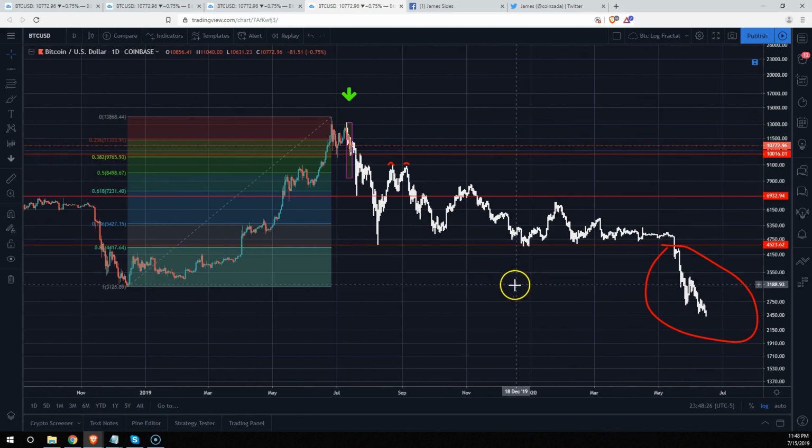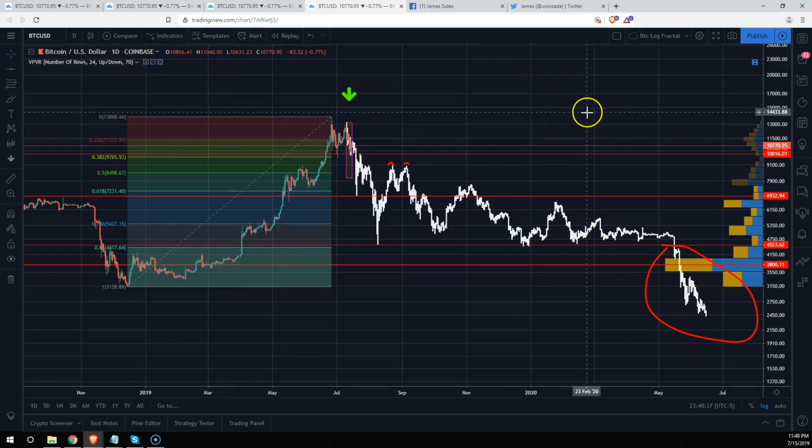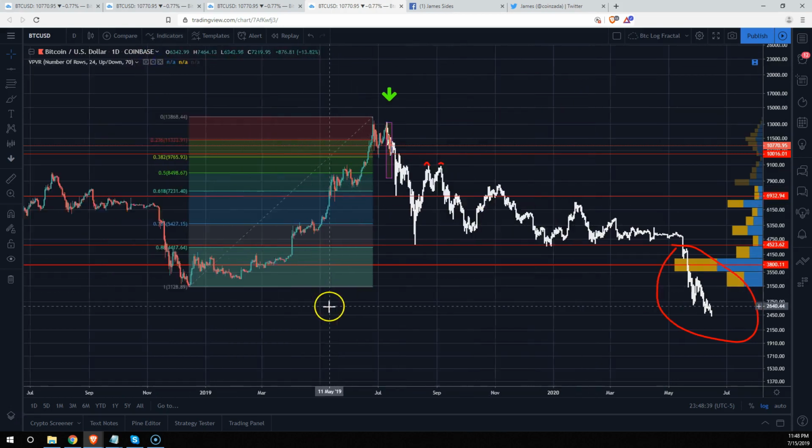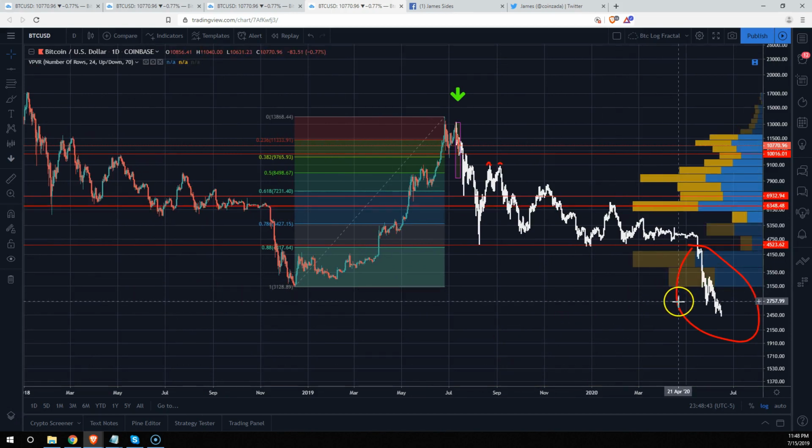So now I'm going to show you something else. I'm going to put something on there. It's called a volume profile. Okay. I don't use volume profiles a whole lot, but I'm going to use it in this example to show you something. So I'm going to scale back and I'm going to put 2018 through now on here. And when I do that, I want you to pay attention to this.